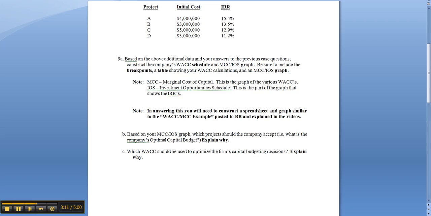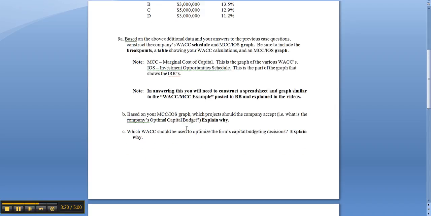And that's what this says. Yeah, in answering this question, you need to construct a spreadsheet and graph similar to the WAC MCC example that we went over in class and I posted to Blackboard. And then the final answer is this.